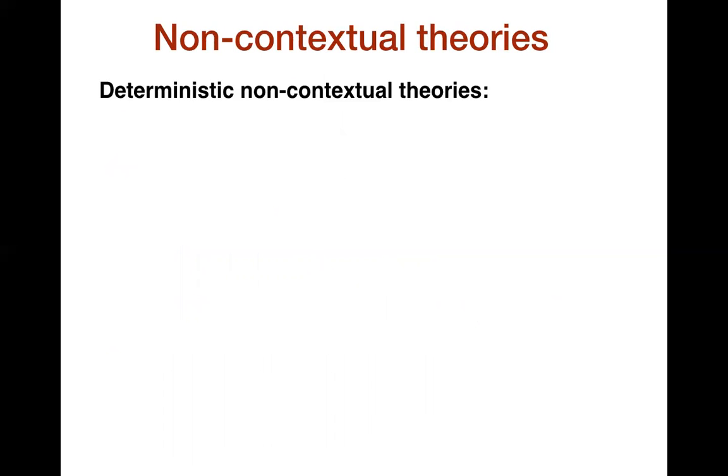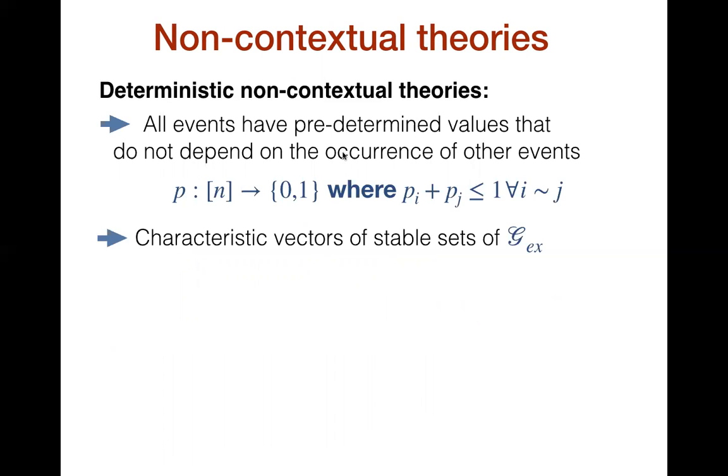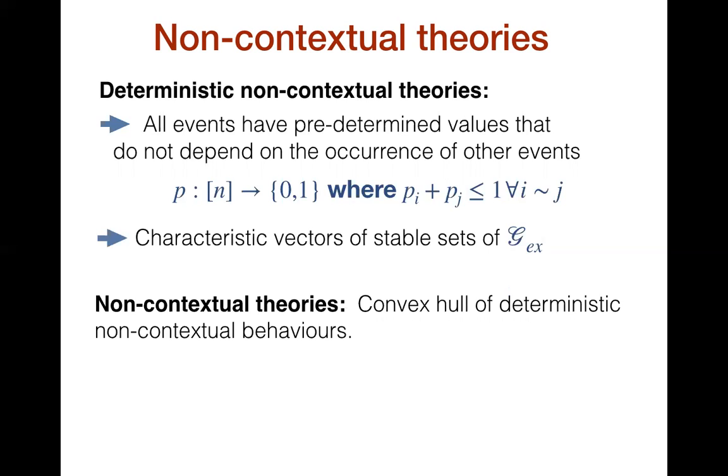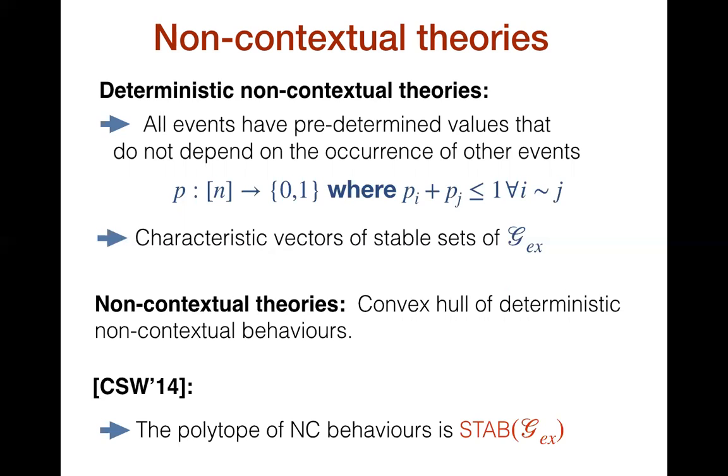Okay, so now depending upon different theories, you put additional rules on these assignments. For example, in the deterministic non-contextual theories, you are only allowed to assign binary values, 0 or 1, to the vertices. So one can now easily see that behaviors corresponding to these deterministic non-contextual theories are nothing but the characteristic vectors of the stable sets of this graph. Just to recall, the stable sets are subsets of the vertices such that no two of them share an edge between them. So if you take a convex hull of these deterministic non-contextual behaviors, you end up with what is known as a non-contextual set. It was shown in the CSW14 paper that this polytope of non-contextual behaviors is the STAB of the graph.